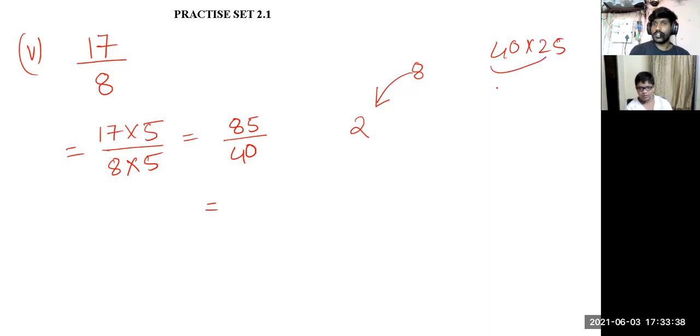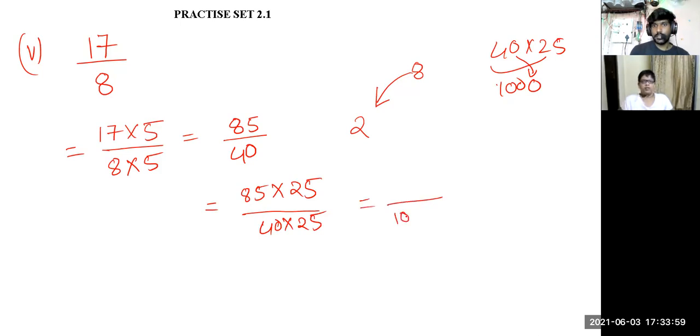So 40 multiplied by 25 will be, 4 into 25 is 100 and then this 0 as it is, so 1000. Correct? So you are multiplying numerator and denominator by 25. So 85 upon 40 into 25. The denominator became 1000. What about the numerator? How much is 85 into 25?